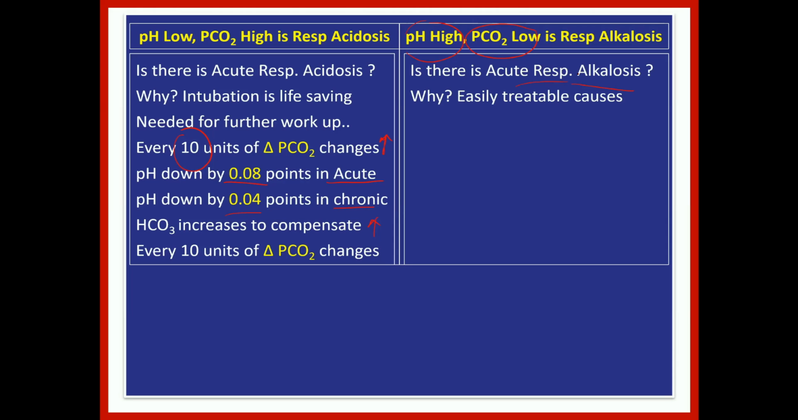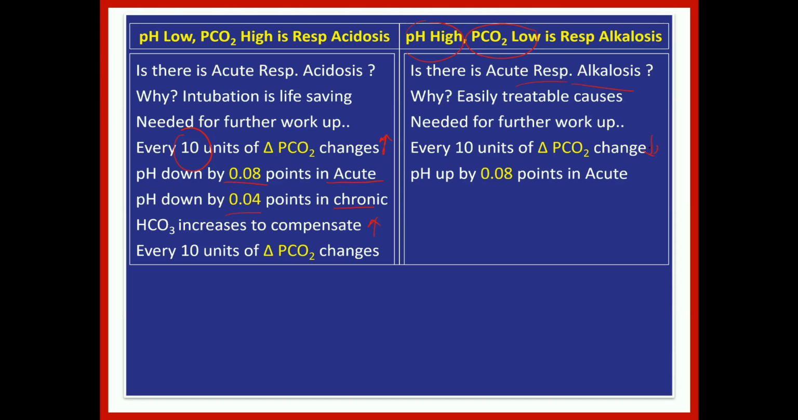These are immediately treatable causes, and for that reason we require further workup. Here also, for every 10 units decrease in the PCO2, because in respiratory alkalosis the PCO2 will decrease, in the acute the pH is up by 0.08 points. It will be in the opposite direction, no? And in the chronic, the same.